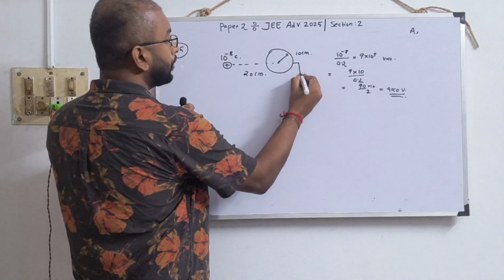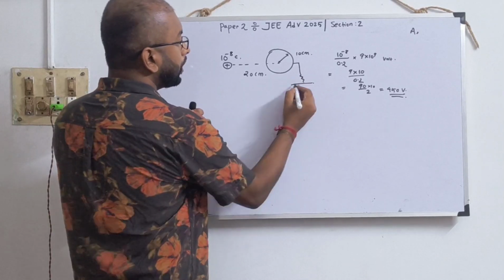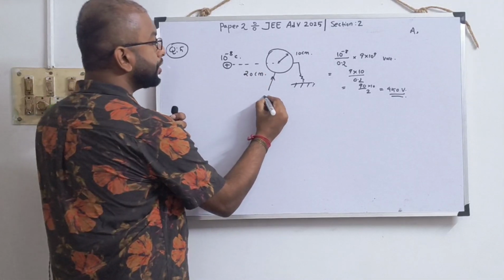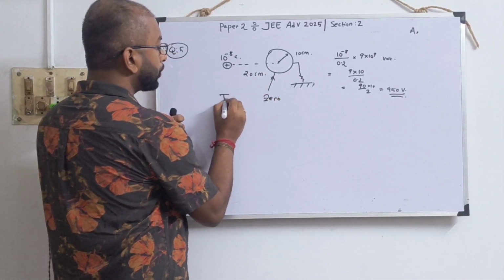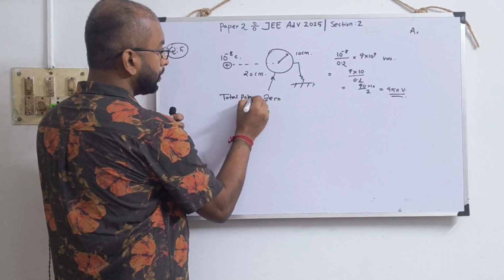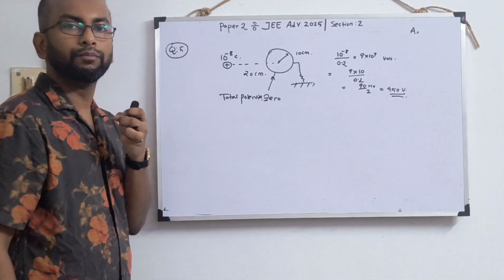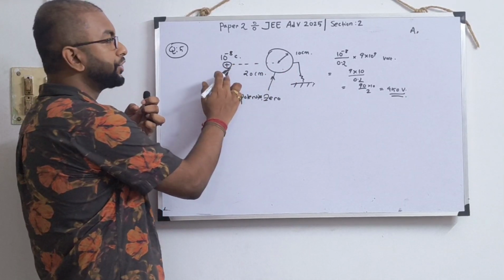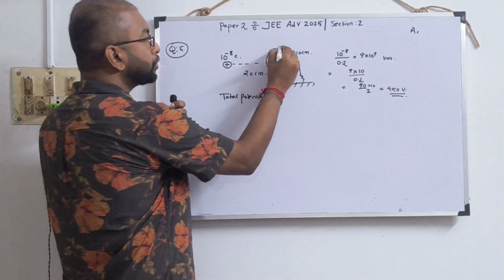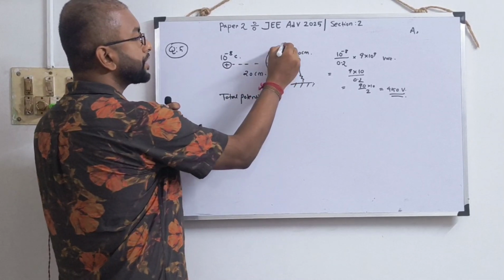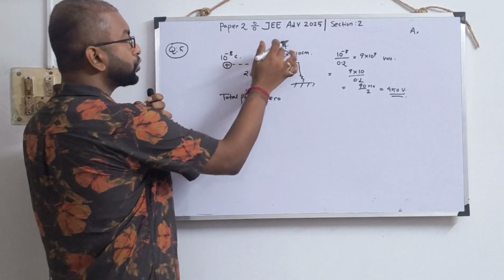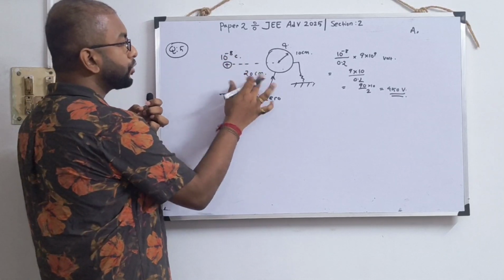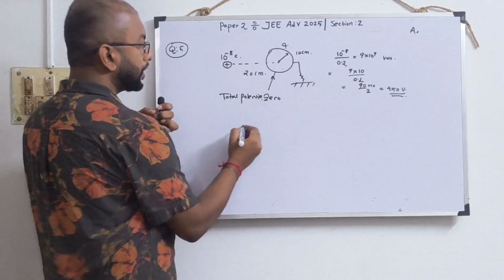Now the sphere is grounded. What is the meaning of grounded? Grounded meaning the total potential of the sphere will become 0. Total potential of the sphere will be due to the point charge, and as I am grounding it, there will be some induced charge on the surface. Let us say the induced charge is Q. Due to the influence of these two charges, the net potential of the sphere will become 0. What is the potential due to 10 to the power minus 8 coulomb charge? That we have already calculated, that is 450 volt.